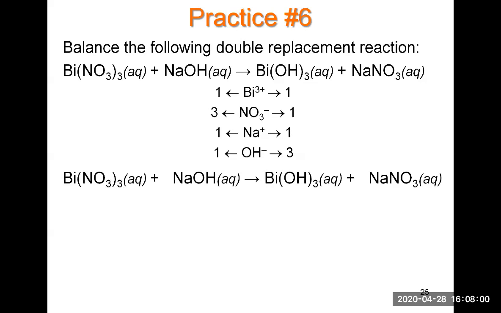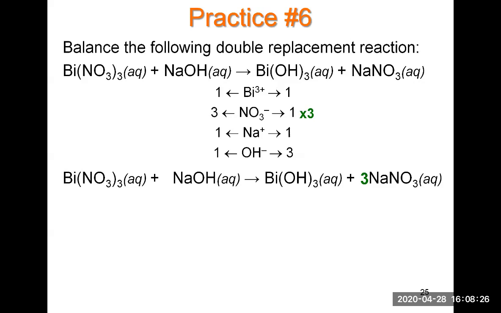So let's start with nitrate. We have 3 nitrates on the left, 1 nitrate on the right. So let's make it 3 on both sides by multiplying by 3 on the right. And that coefficient 3 will have to go in front of NaNO3 because that's the compound that contains the nitrate. That balances the nitrate.